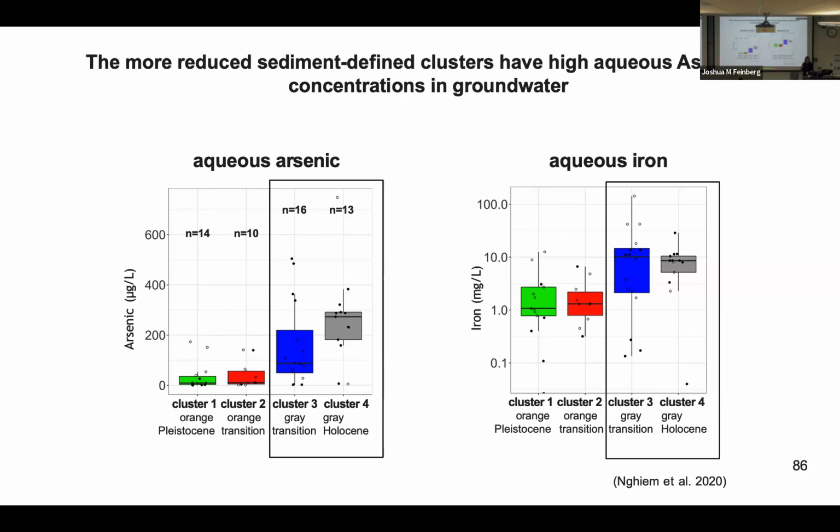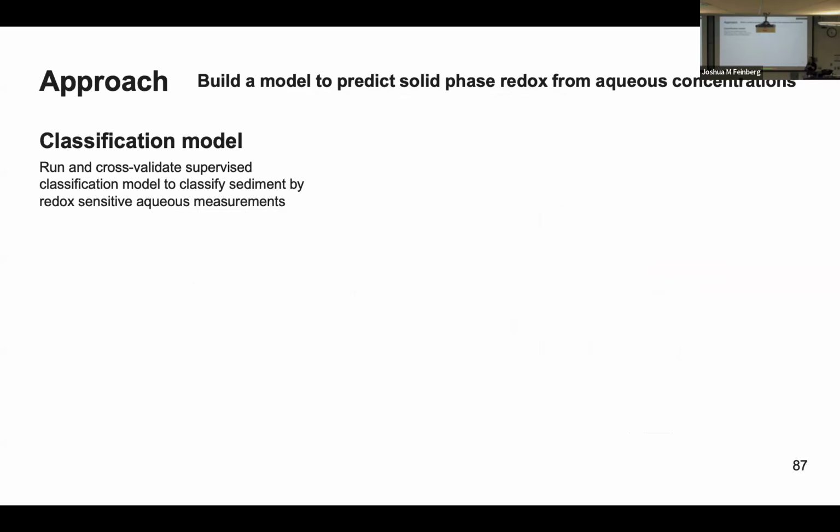As I mentioned, we don't want to stop there with these relationships, but try to find a way to generalize these findings between our sediment and our aqueous concentrations. So this is where I built a model to predict sediment redox state from these aqueous concentrations. Essentially, this was done by a classification model. So I ran and cross-validated a supervised model. That means we're telling the model what the right answer is to classify sediments by these redox-sensitive aqueous measurements.